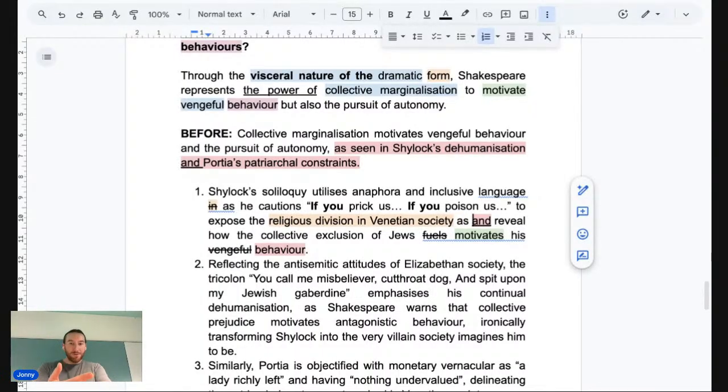Give me a cause and effect. You've just given me a cause, religious division. So what? Tell me about it. What does that create? It says if you poison us, if you prick us, right? To expose the religious division in Venetian society, to expose, I'll get rid of the just, to say, to expose religious division in Venetian society as a motivation, right?